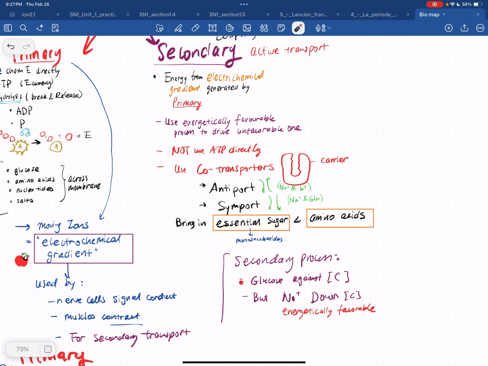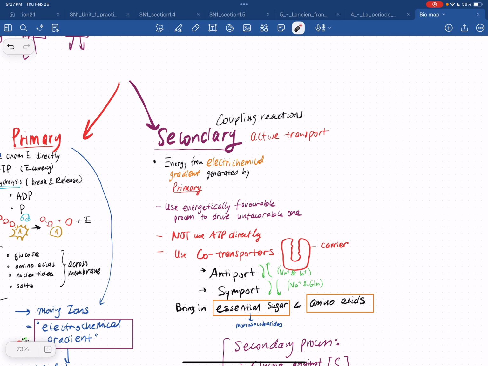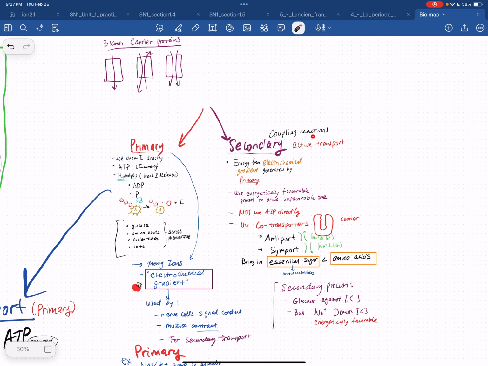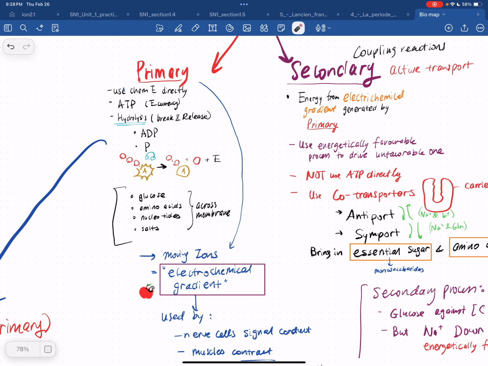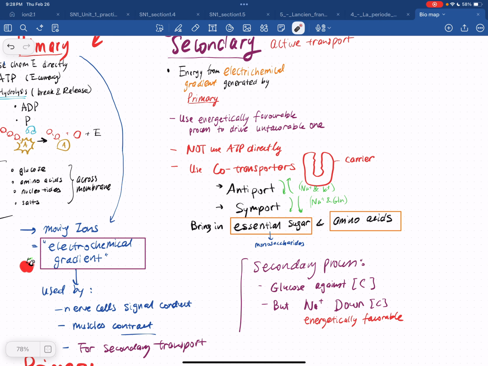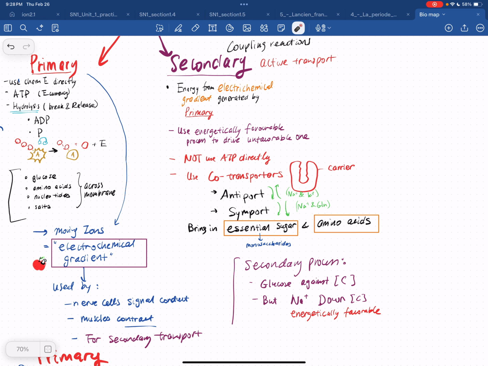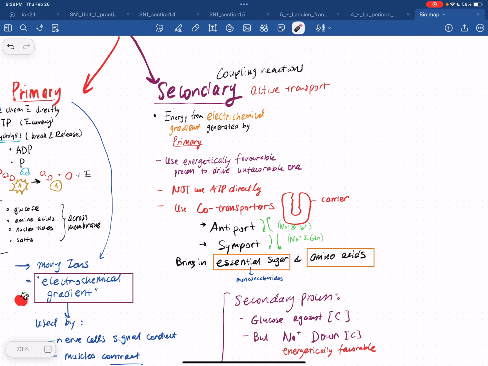Glucose is still against the concentration, but however, the Na, now that it went all outside, is going to be going down the concentration. So it is energetically favorable. And we say that it's secondary because it is using ATP indirectly. Bringing in glucose is an indirect use of ATP because it was first initialized by the primary to make the electrochemical gradient for the secondary to happen.